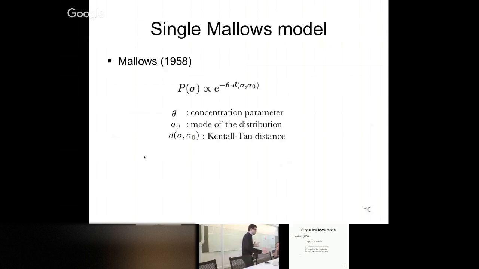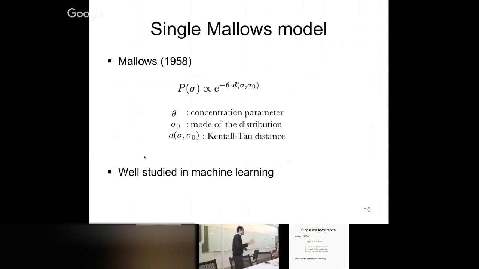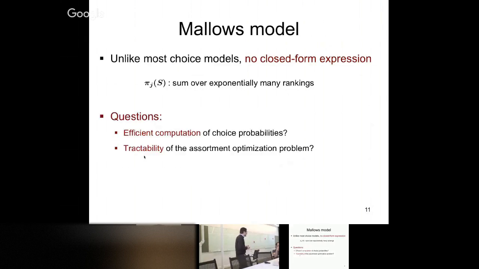To specify this model, I just need to specify the mode permutation sigma naught and this concentration parameter theta. That completely specifies the distribution. Now, finding the normalization coefficient is not easy. You can even ask how you compute the probability of a given permutation. That's not a straightforward question, and that's one of the questions that we answer in this work.